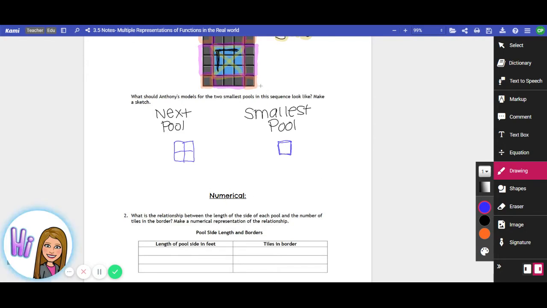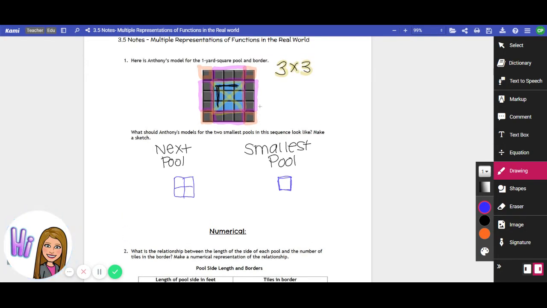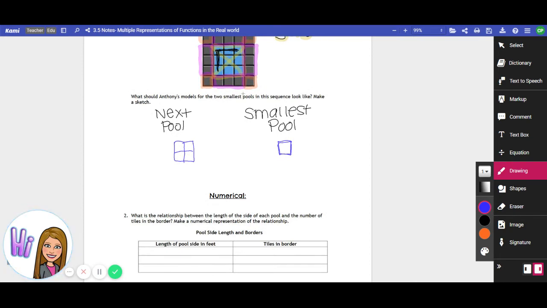So if we looked up here, we said that each one of these, because it was a yard, is equal to 1 foot. So if we had the 3x3, that would be a length side of 3. Like this pool would be a 2x2. And this little one would be a length of 1, so 1 foot by 1 foot. So for the length side, we could just call these 1, 2, 3.